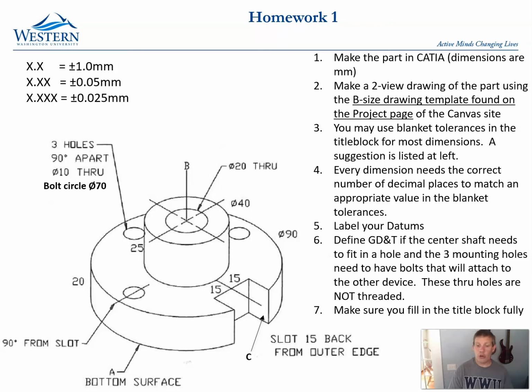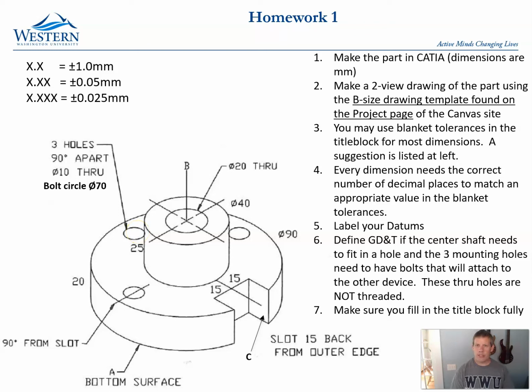You have to go beyond that, add more GD&T to this shaft for it to be able to go into a hole. So I'll leave you to think about that, but what else is important? And then the three mounting holes need to have bolts that will attach to another device. These through holes are not threaded. And so there needs to be something about these holes. You're going to give them GD&T also.